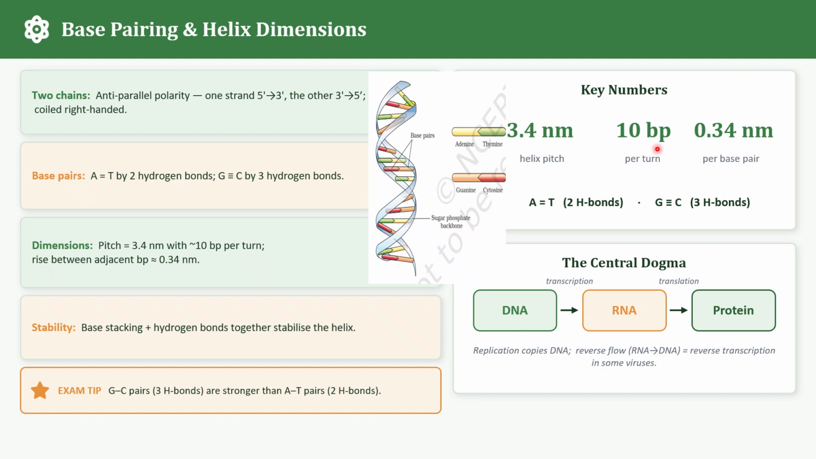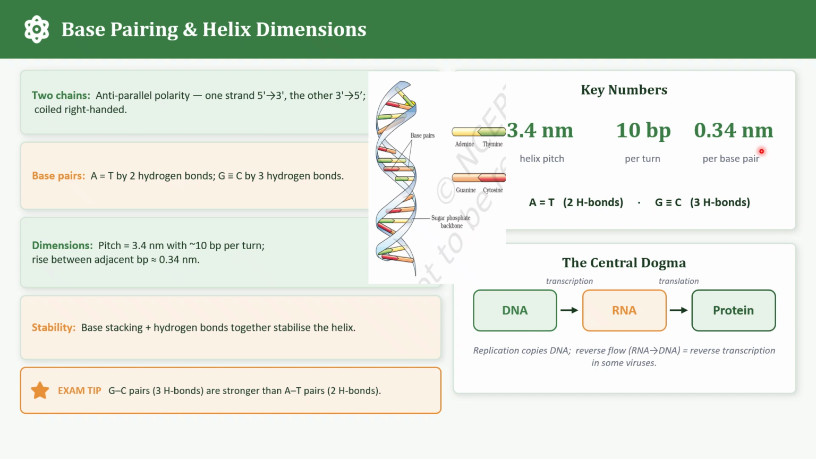How many base pairs are there? So each complete turn approximately contains 10 base pairs. And the next one is the distance between two adjacent base pairs. So this is one base pair and this is one base pair, right? Two adjacent base pairs. The distance is 0.34 nanometer.